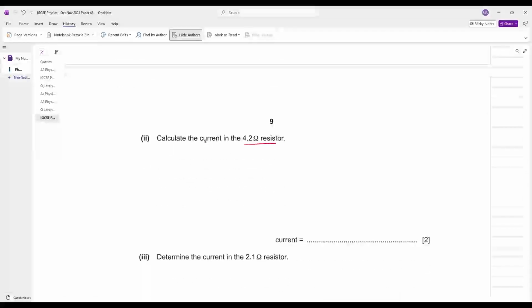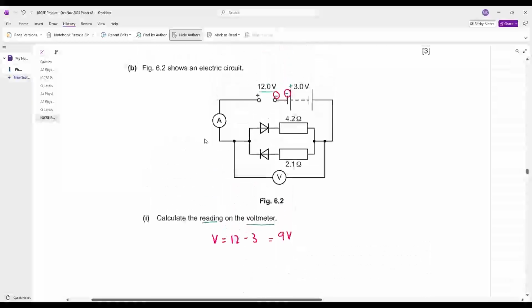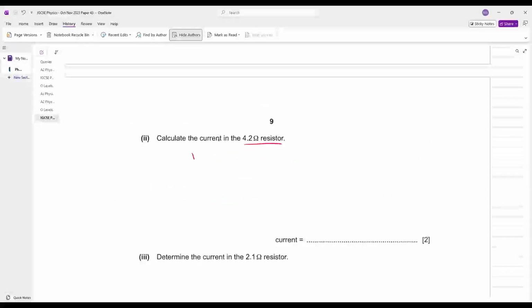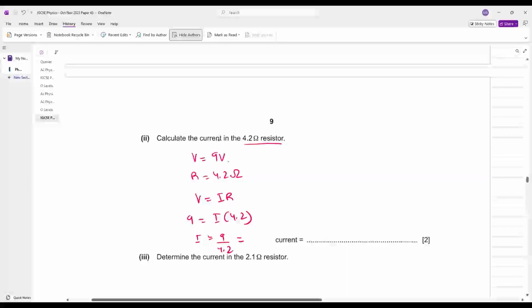You have to calculate the current in the 2.4 ohm resistor. How will you calculate that? Can you realize this 2.4 ohm resistor receives 9 volts? So write it here: voltage equals 9 volts. What is your resistance? 2.4 ohms. Which formula will I apply? V equals IR. I put 9 in place of voltage. We have to find current. Resistance is 2.4. Current is equal to 9 divided by 2.4. What does your current come out to be? 3.75 amperes, rounded off to two significant figures.